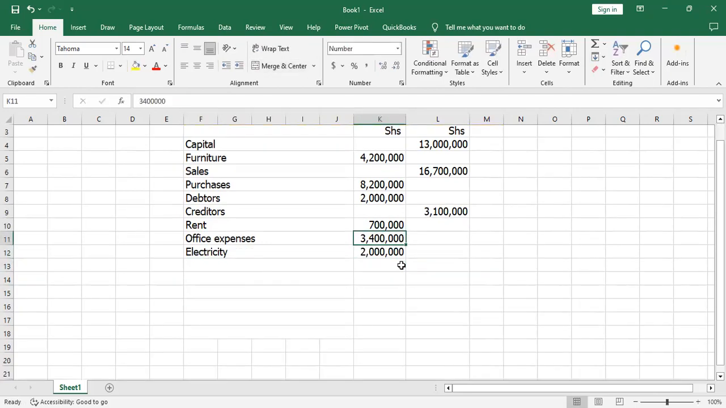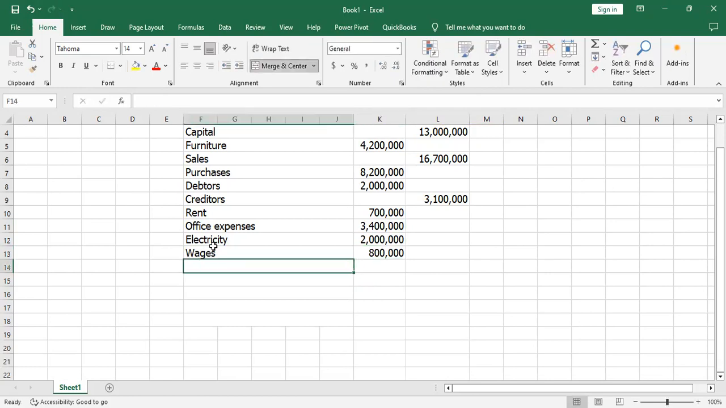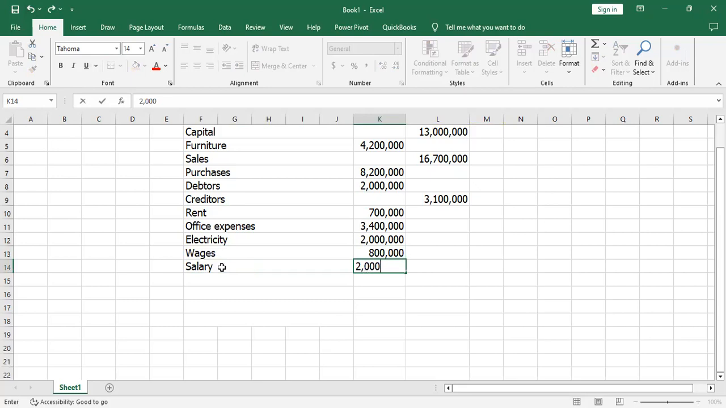Then we have the wages. Wages are expenses, normal debit balance, 800,000. Then the salary. Salary is also an expense. Oh, down here. Salary, 2 millions. That's an expense account, debit.